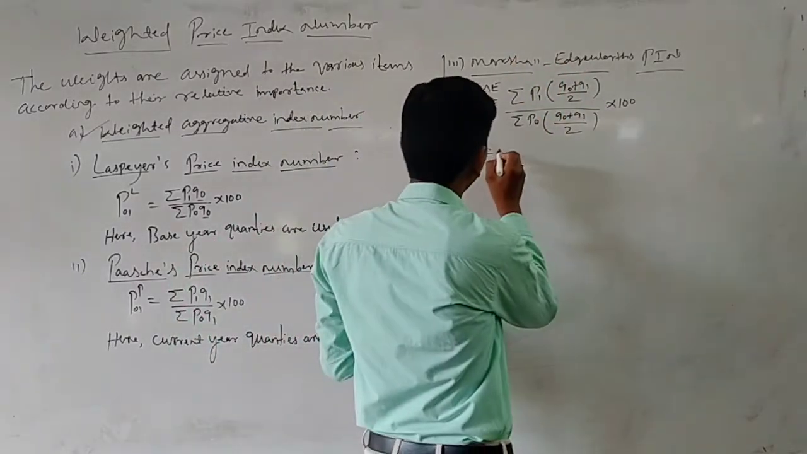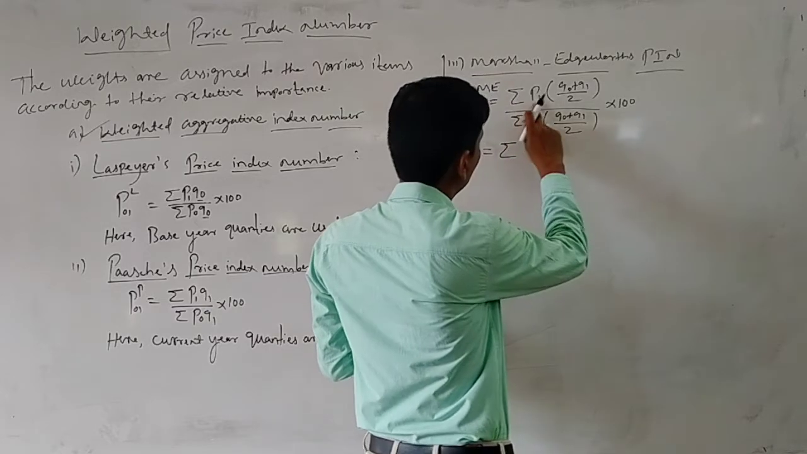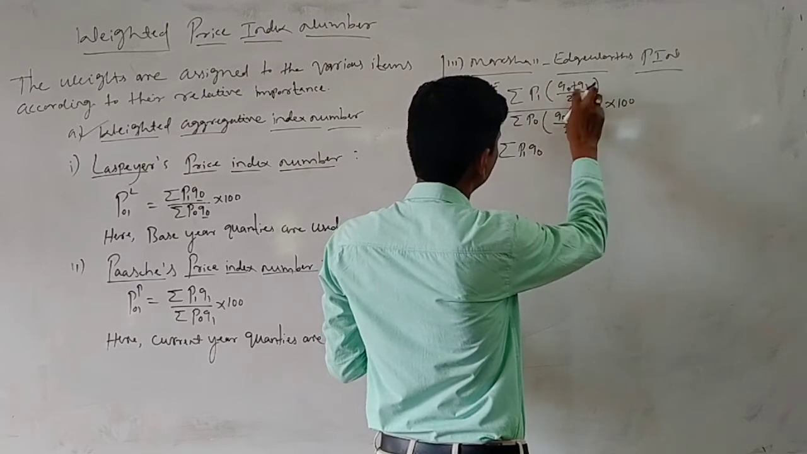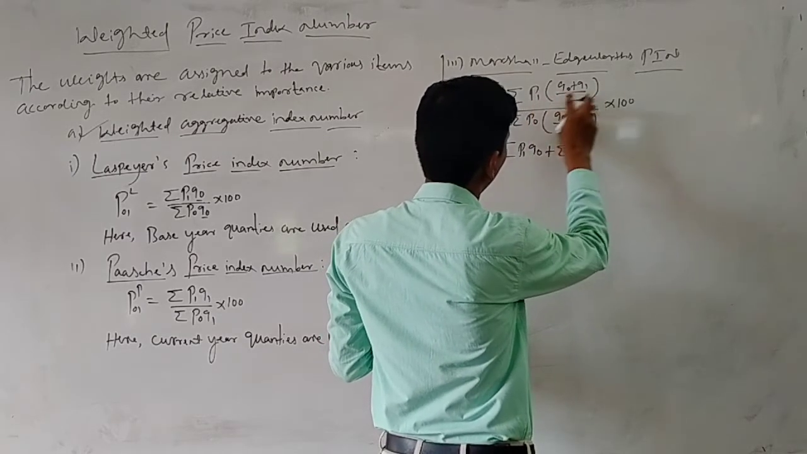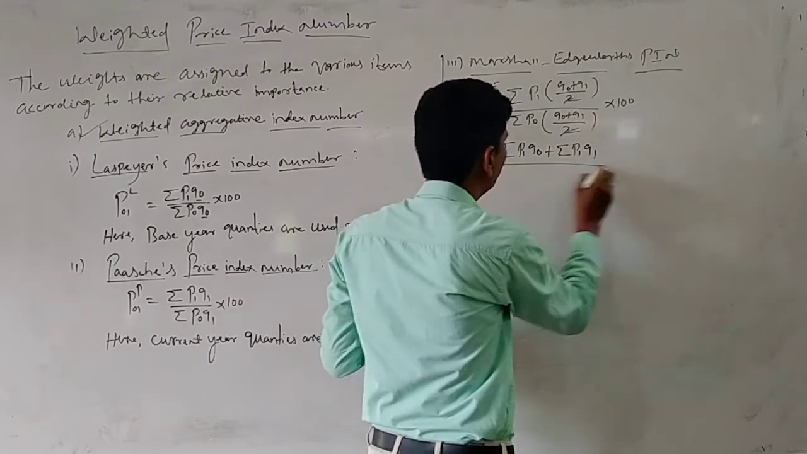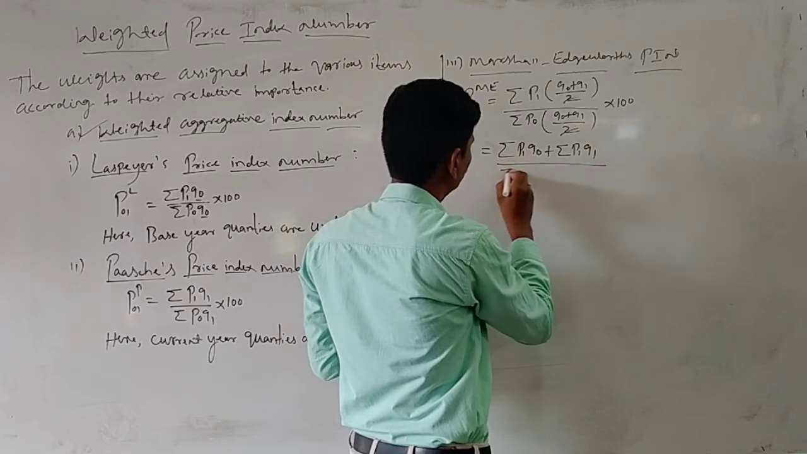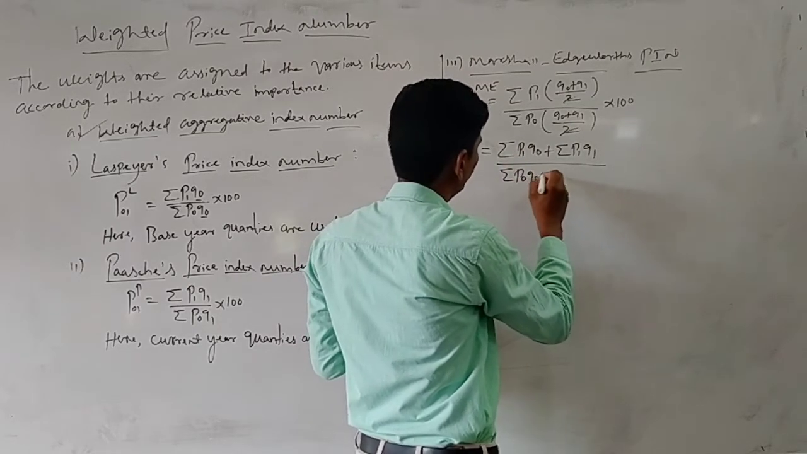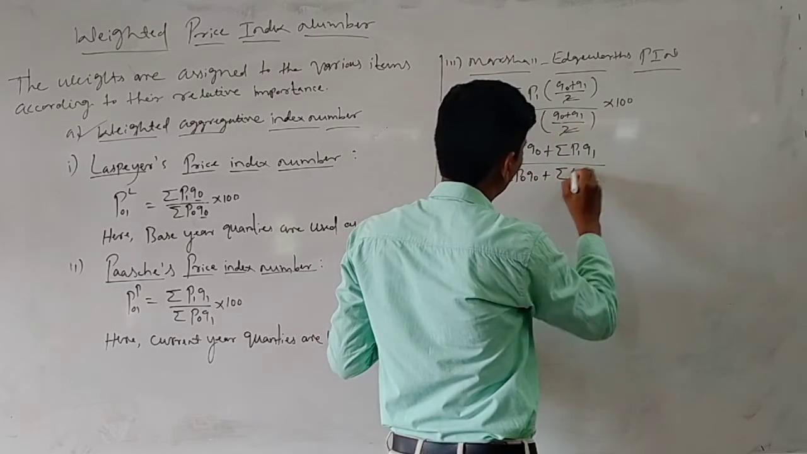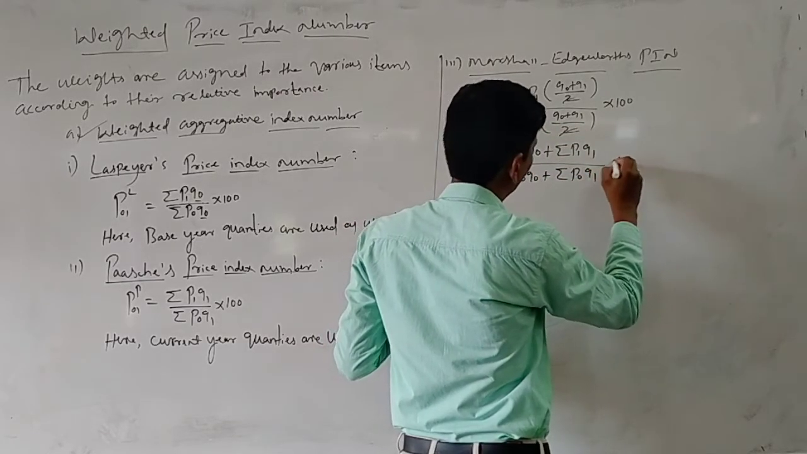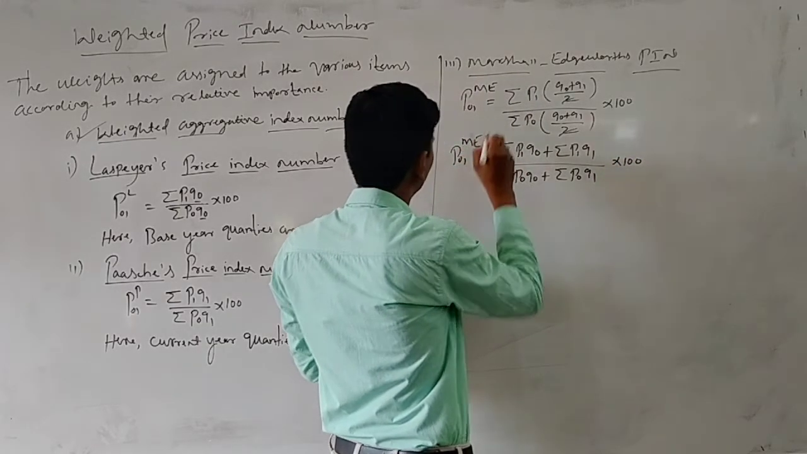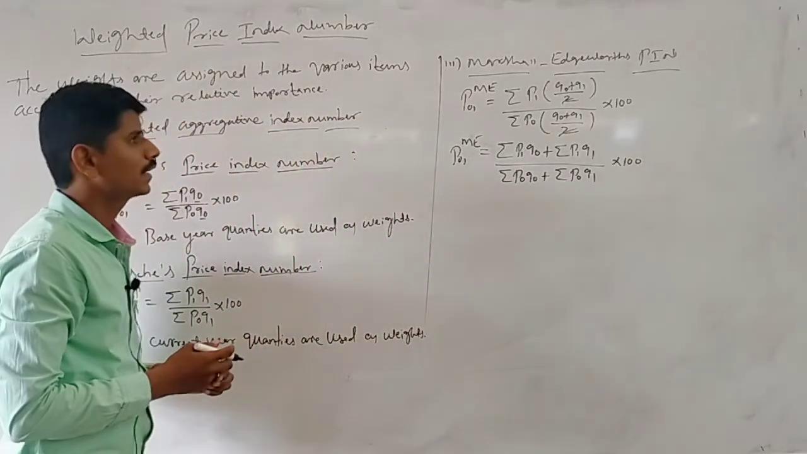Can we simplify this into sum of P1 Q0 plus sum of P1 Q1, the 2 cancels, divided by sum of P0 Q0 plus sum of P0 Q1, into 100. That is the Marshall index number, ME.